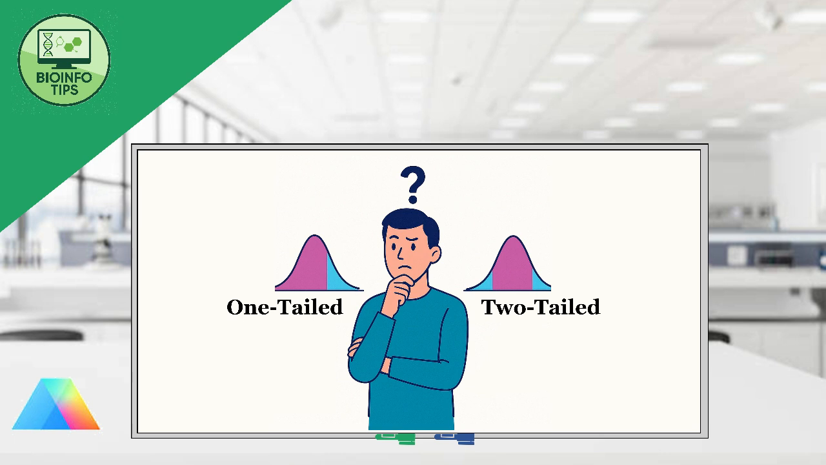One-tailed test, only if you had a strong hypothesis before collecting data that the effect goes in one direction. For example, this drug will only increase blood pressure, never decrease it. But if your data show the opposite effect, the one-tailed test won't detect it.